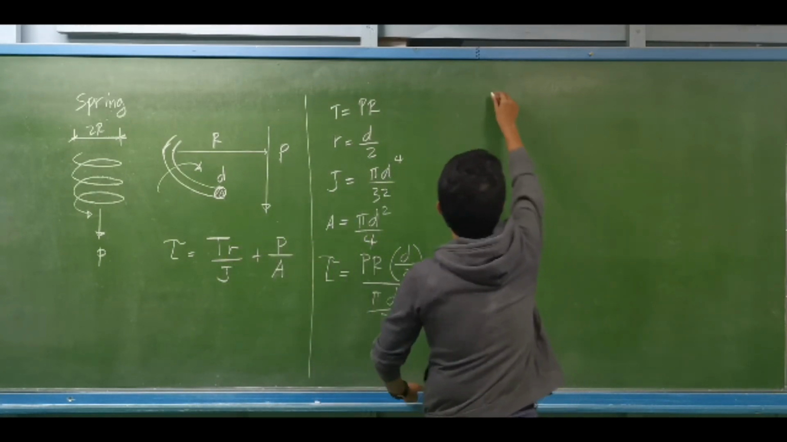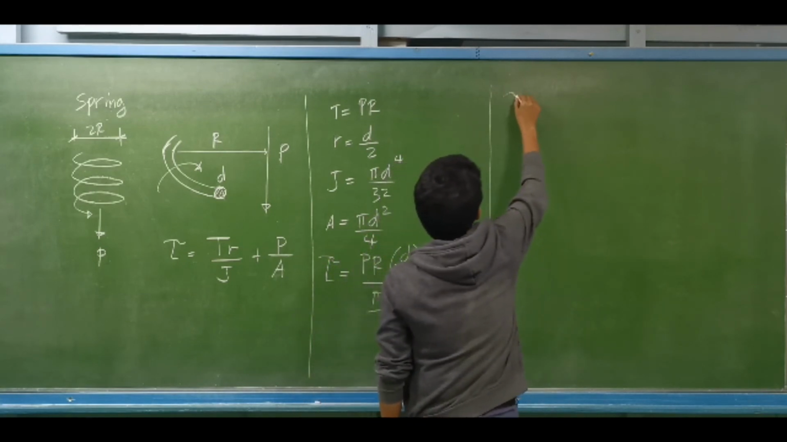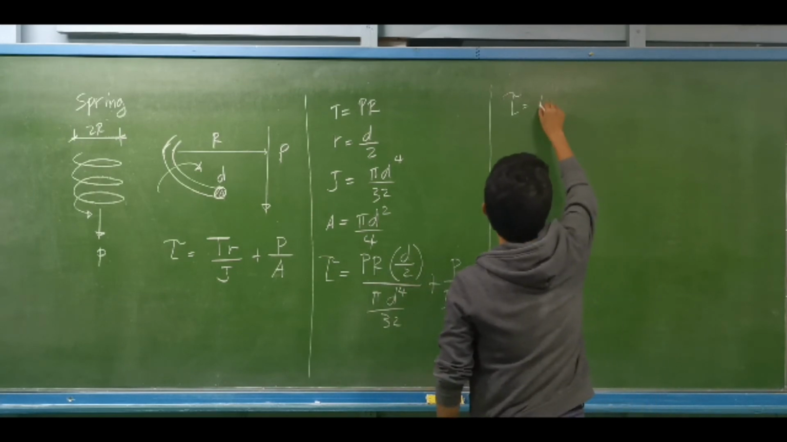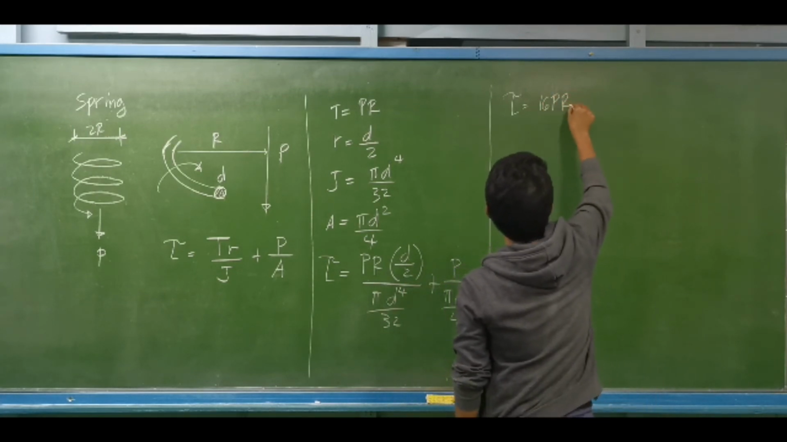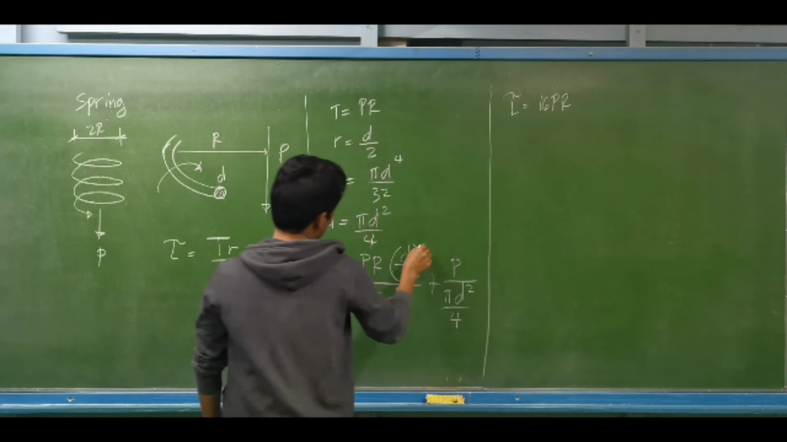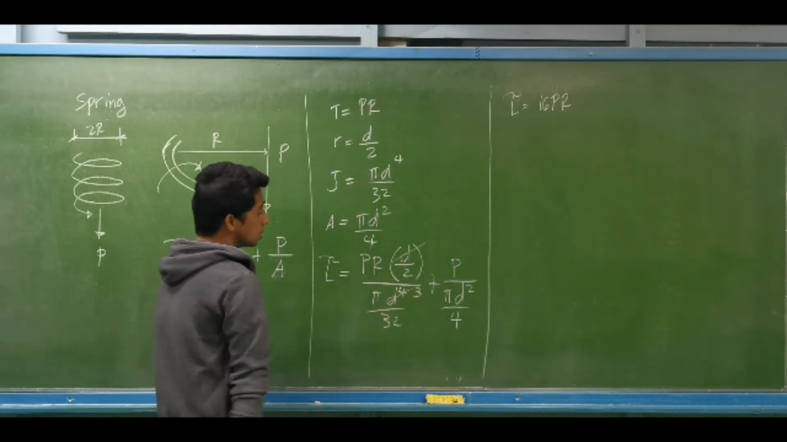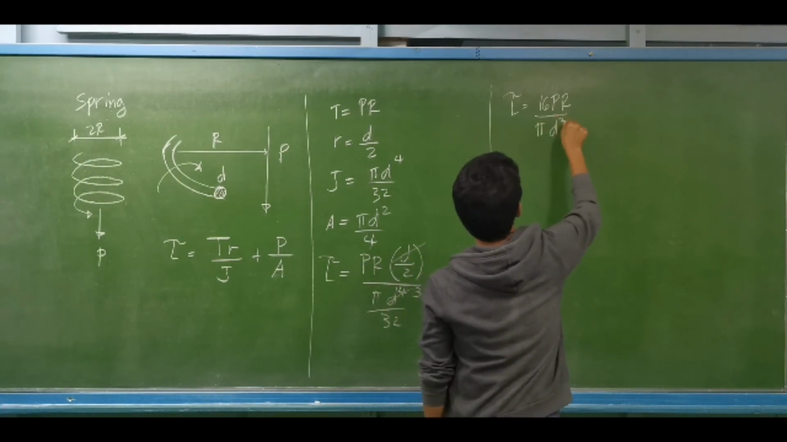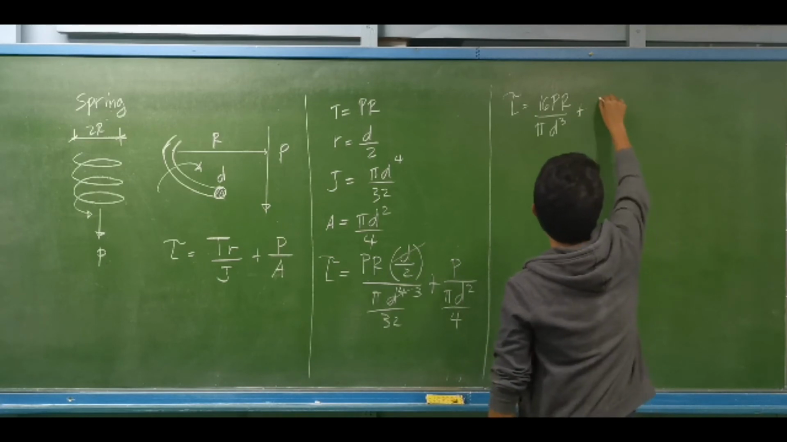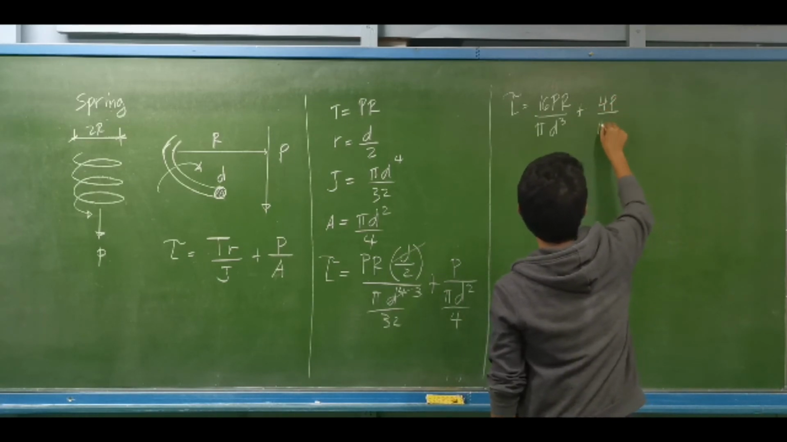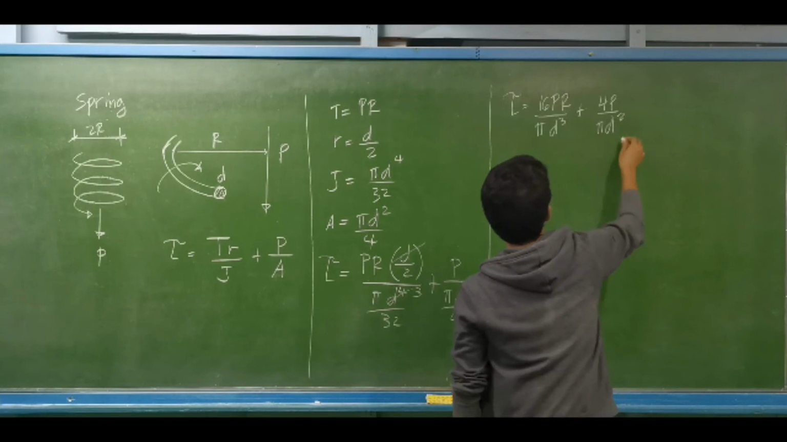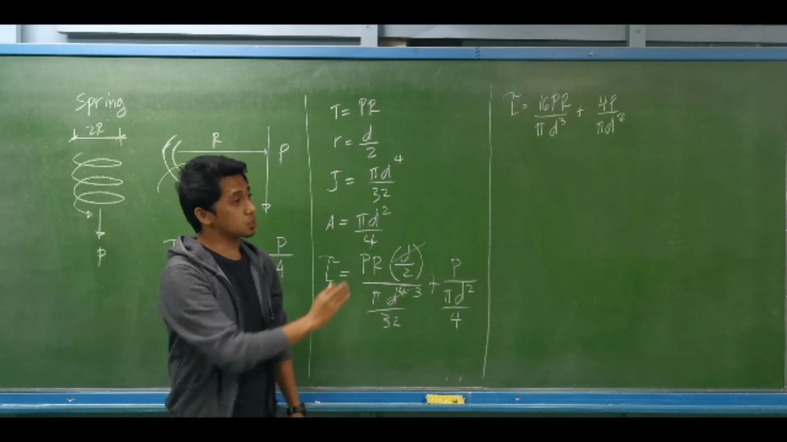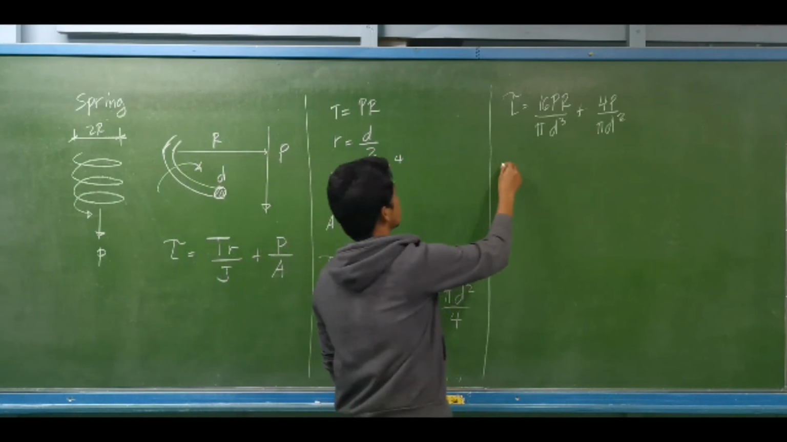So we have now the total shearing stress. The total shearing stress tau is equal to, we have 32 over 2 is 16 times the load times the radius. We may cancel one of the diameter of the wire, so this is now raised to 3. That is divided by pi, the diameter raised to 3, plus 4 times P divided by pi diameter squared. Okay, so we can simplify this one similar to what is available in our references.